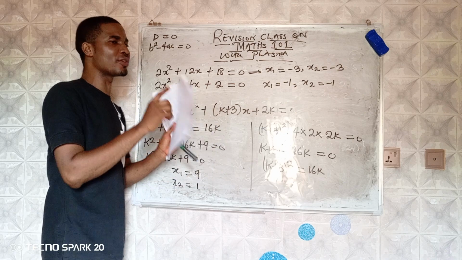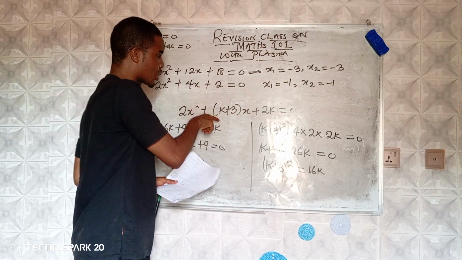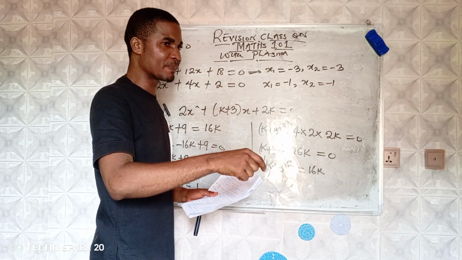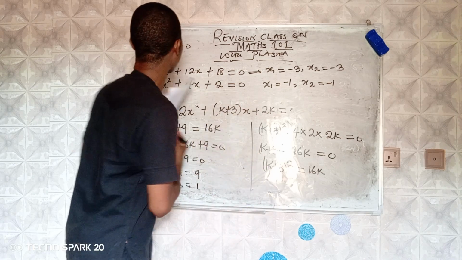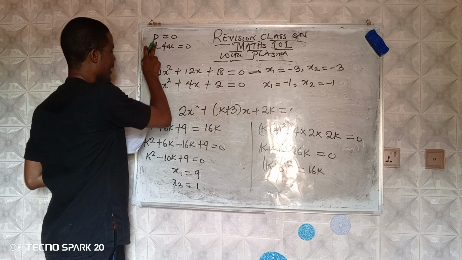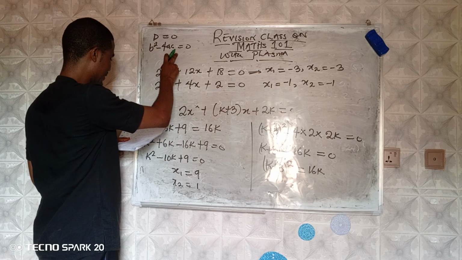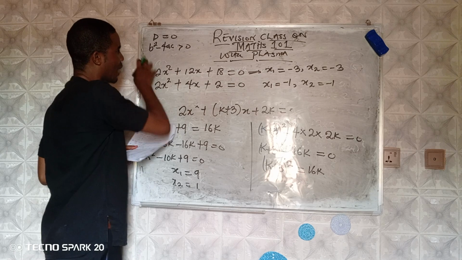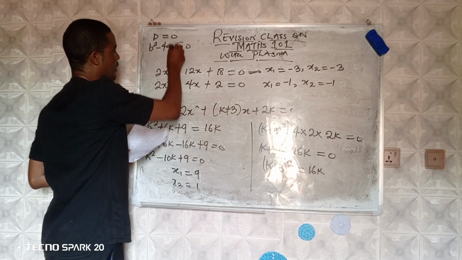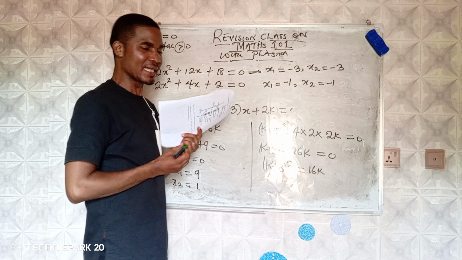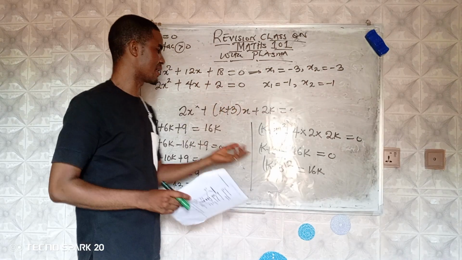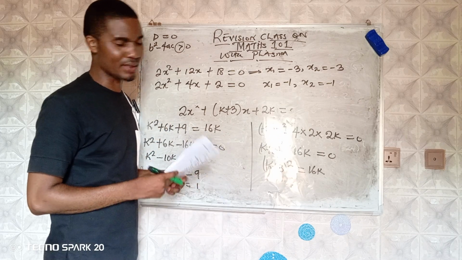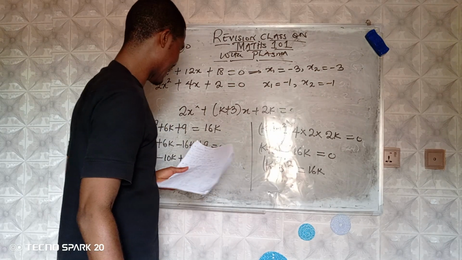Assuming they say we should find the value of k for which this equation will have real but distinct roots, then I will say b squared minus 4ac will now be greater than 0. I will solve for this. Remember that this becomes an inequality. But for the exam's sake, I think we should master when d equals 0. That is the one that we have seen often in the exam.